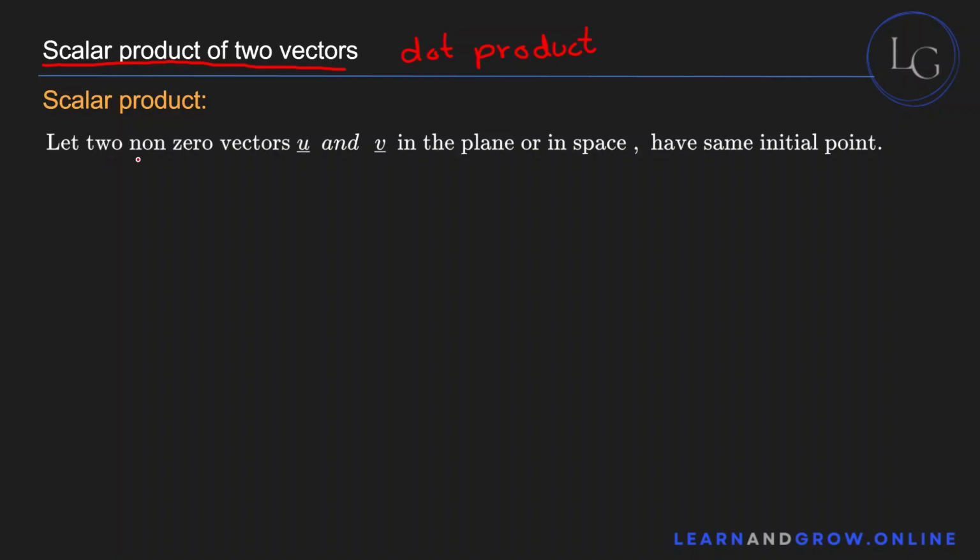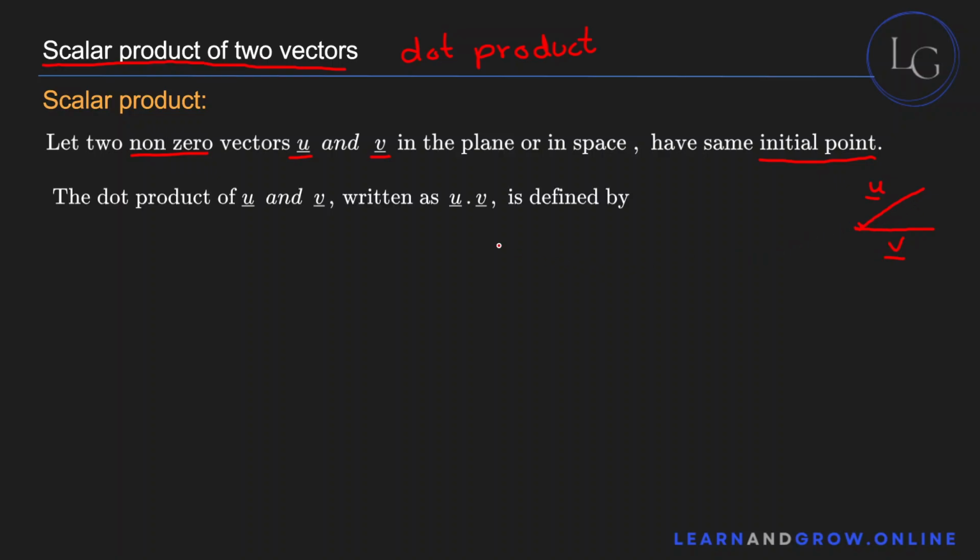If you have two non-zero vectors, u and v, in the plane or in space, and they have the same initial point, let's say this is the vector u. Since this is the initial point of u, the second vector must start from this same exact initial point. So this is vector v. They have the same initial point. The dot product of u and v will be written like this, but how is it defined?